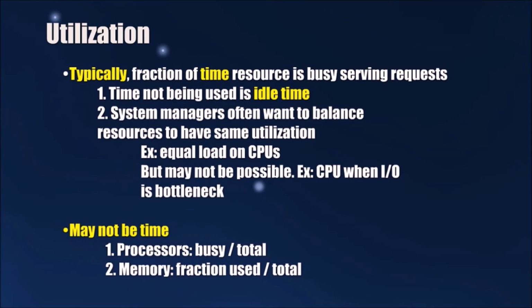Utilization: typically the fraction of time a resource is busy serving requests. Time not being used is idle time. System managers often want to balance resources to have the same utilization, for example equal load on CPUs. But this may not be possible, for example CPU utilization may be low when I/O is the bottleneck. May not be time the processors are busy, but total memory fraction used.